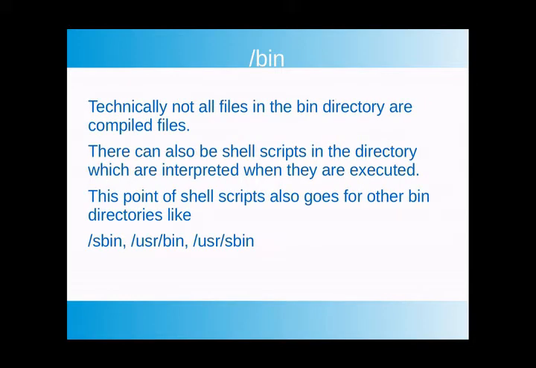Technically, not all files are actually binary files. They can be scripts, written in a high-level language which is interpreted when they are executed. They are called batch files in some systems, and in Linux and Unix they are called scripts. The scripts can be written in languages like Shell, Python, Bash. There are these strange names for these directories. This point about having scripts and binary files also applies to /bin, /sbin, /usr/bin, and /usr/sbin. Even though the word bin is inside these directories, not 100% of the files are binary files.